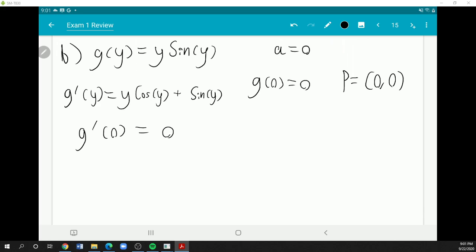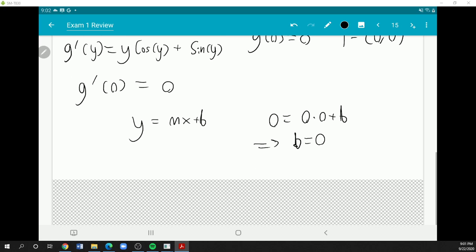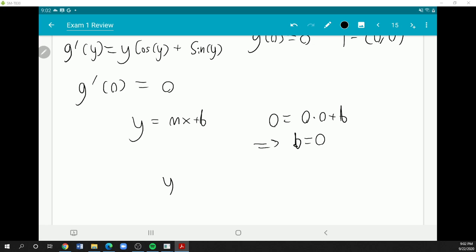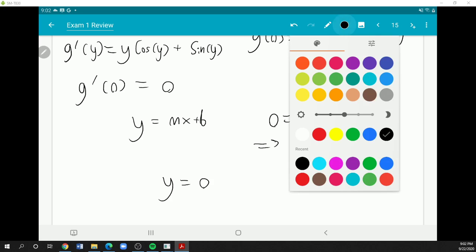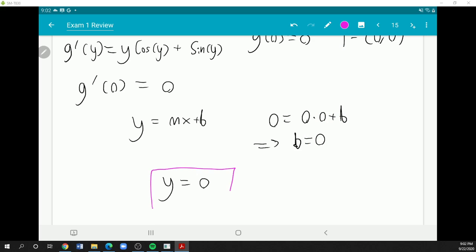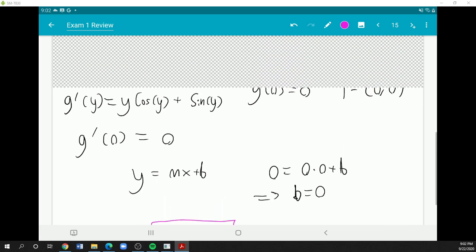So we have something kind of interesting happening here. If I even made an attempt to plug in y equals mx plus b, I get 0 equals 0 times 0 plus b, which implies b is equal to 0. So my equation is just y equals 0. No matter what I plug in, I get 0. So it has a horizontal tangent line, which is kind of fun.